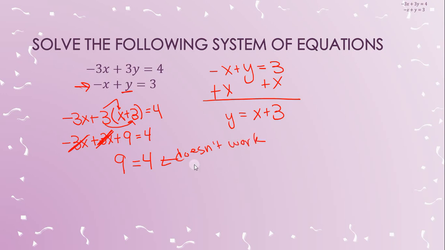So what happens when this doesn't work? We get to write no solution. There is no solution to this problem. So if you ever get two numbers equal to one another that actually are not equal, so let's say 3 equals 2, you can say no solution. That is always the case when you have two numbers that are not equal to one another.